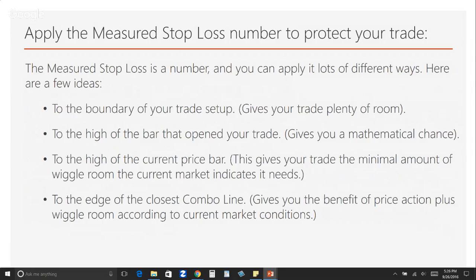If your trade ends up being open for a few days, you might want to change the stop loss throughout that period of time. You could apply that stop loss number to the edge of the closest combo line. And this is like when all else fails.